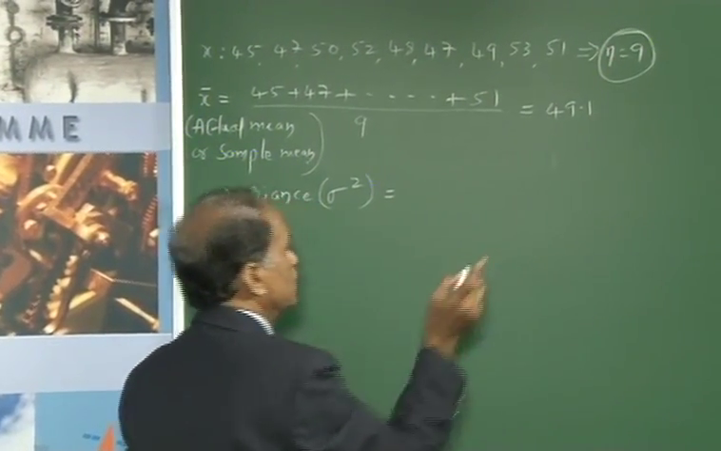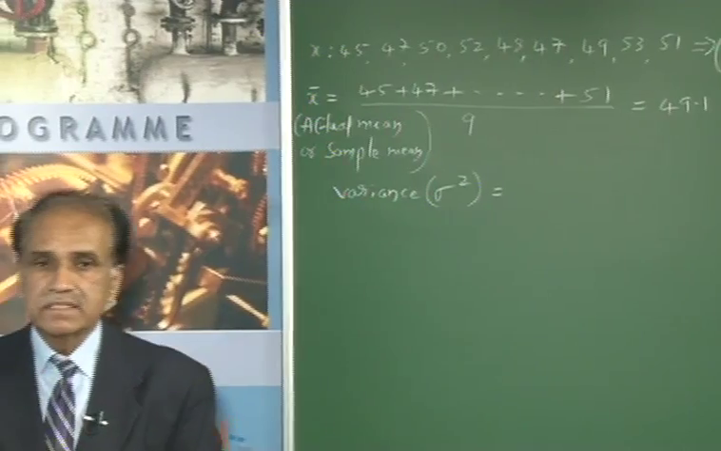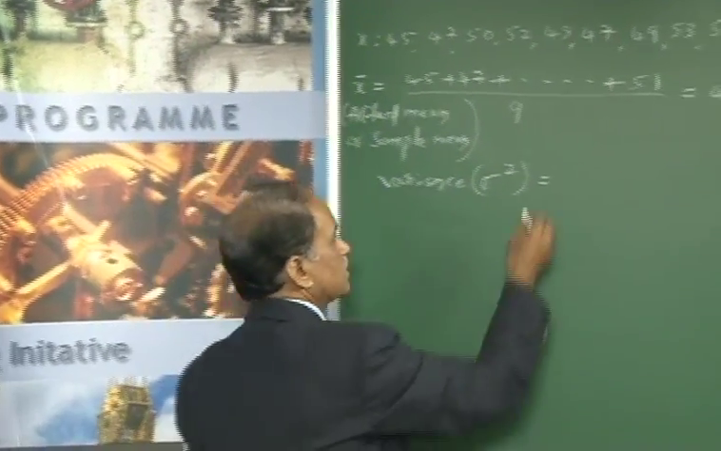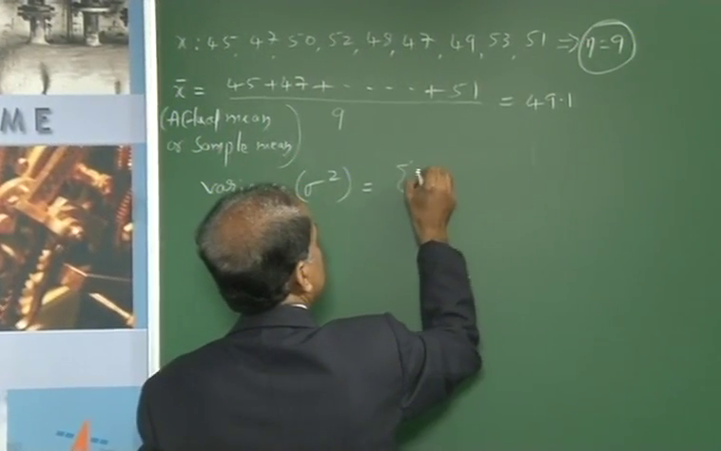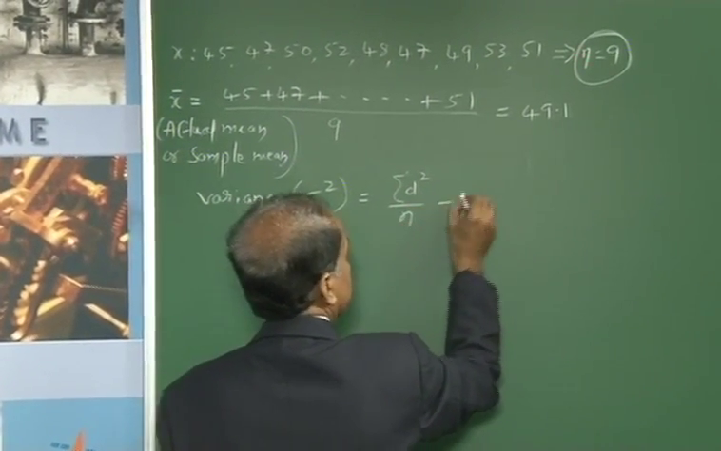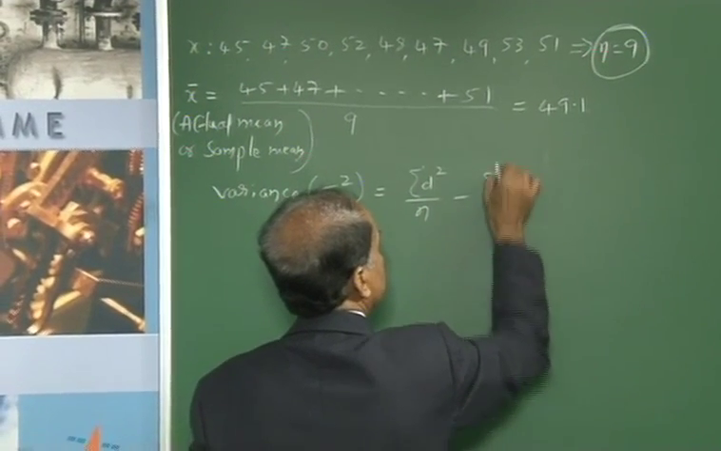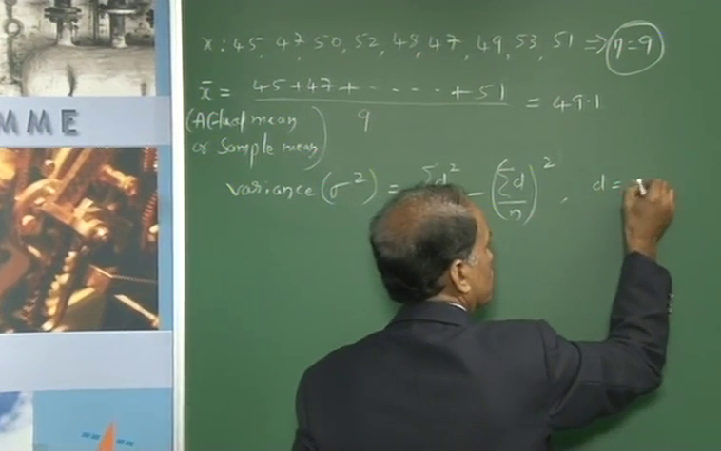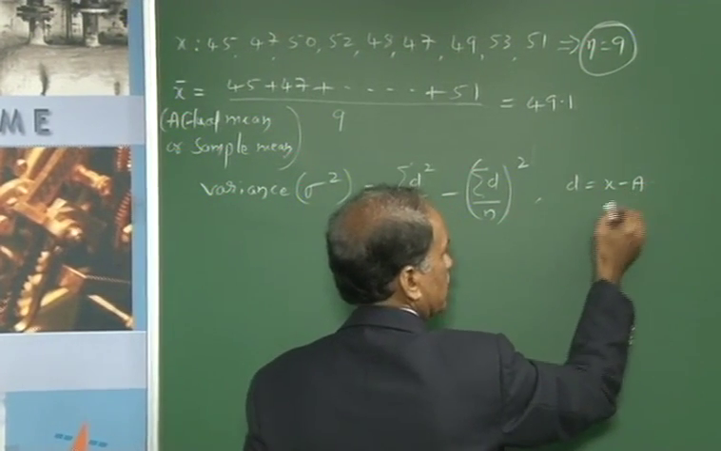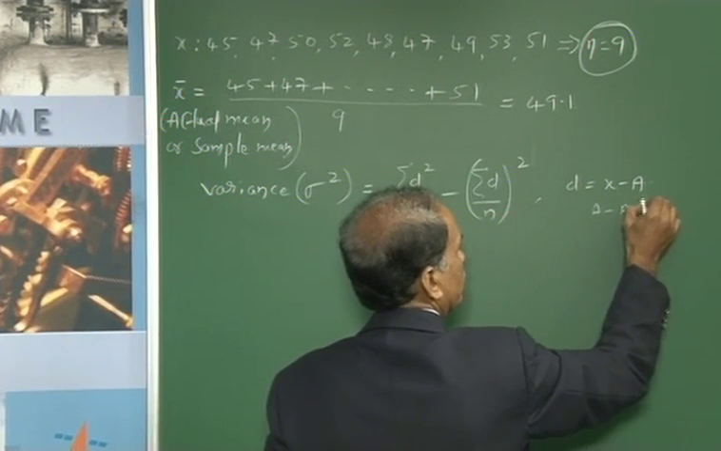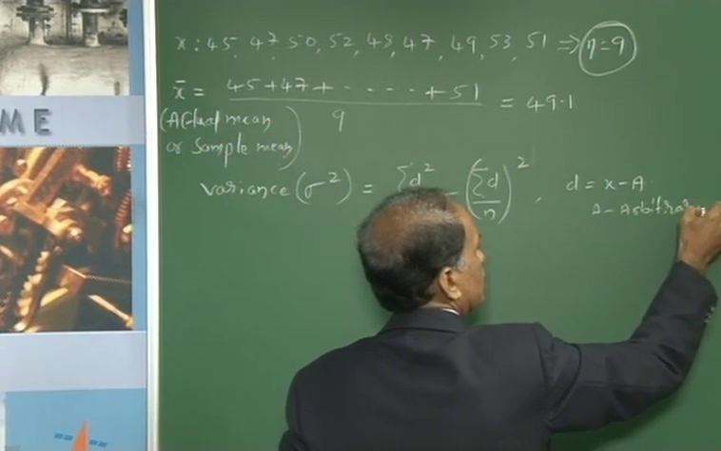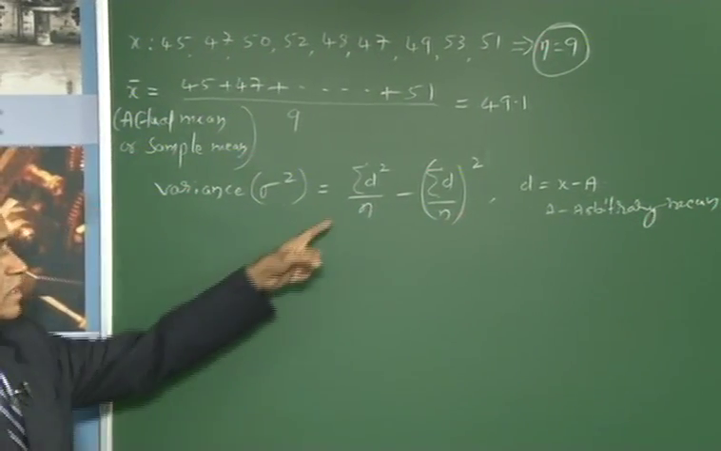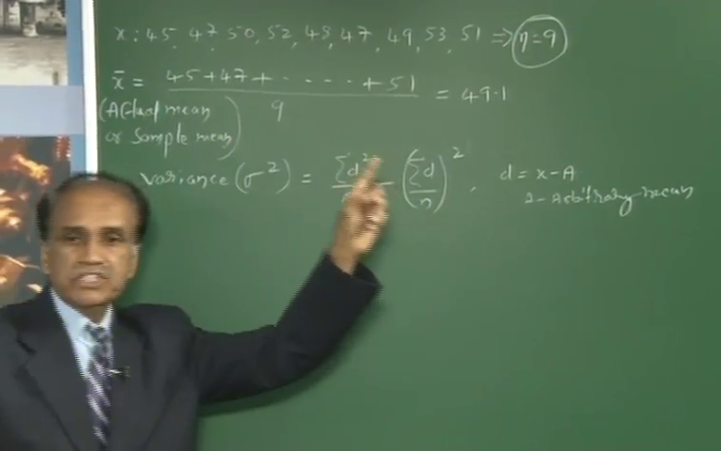This is equal to, here you can take sigma d square by n minus sigma d by n whole square. That means sigma d square divided by n minus sigma d divided by n whole square. What do you mean by d? d is equal to x minus a. This a stands for arbitrary mean. Now this one is called shortcut method.